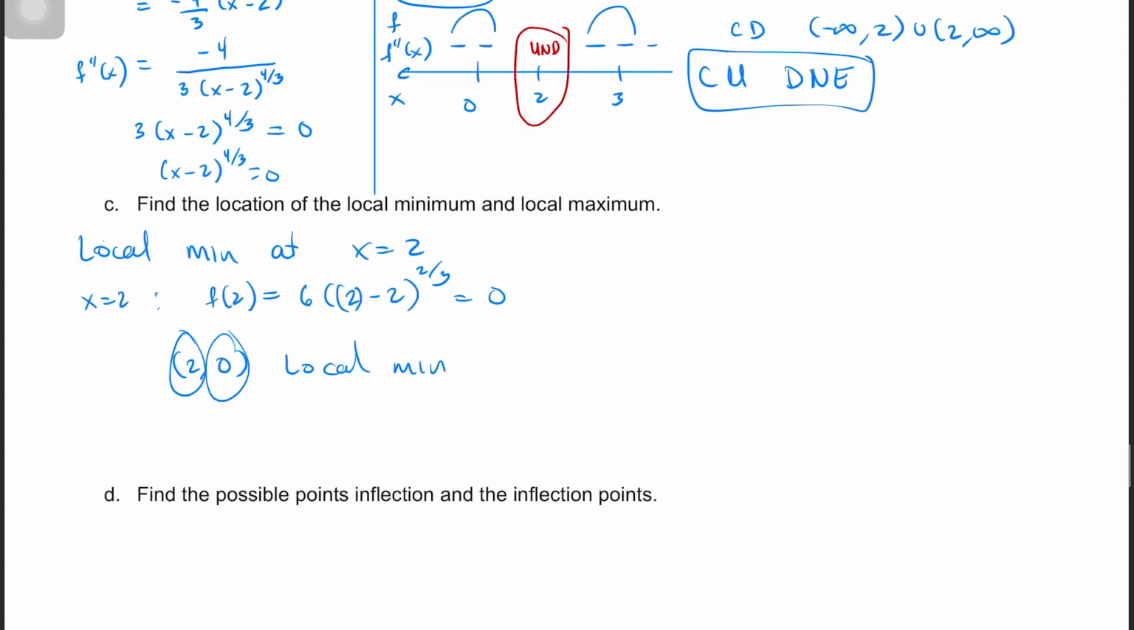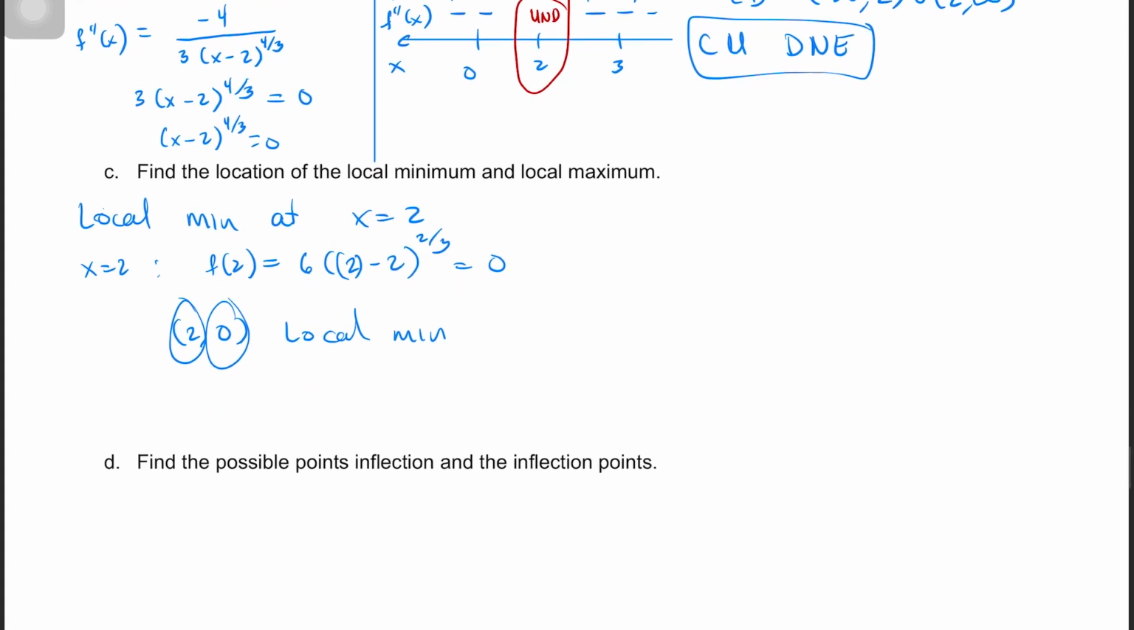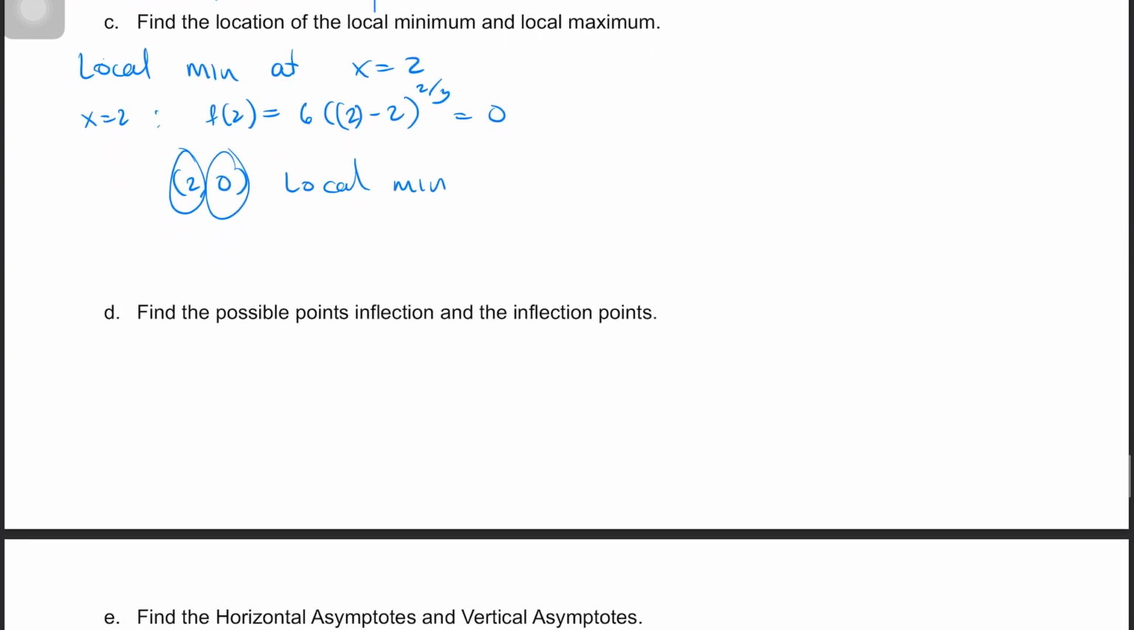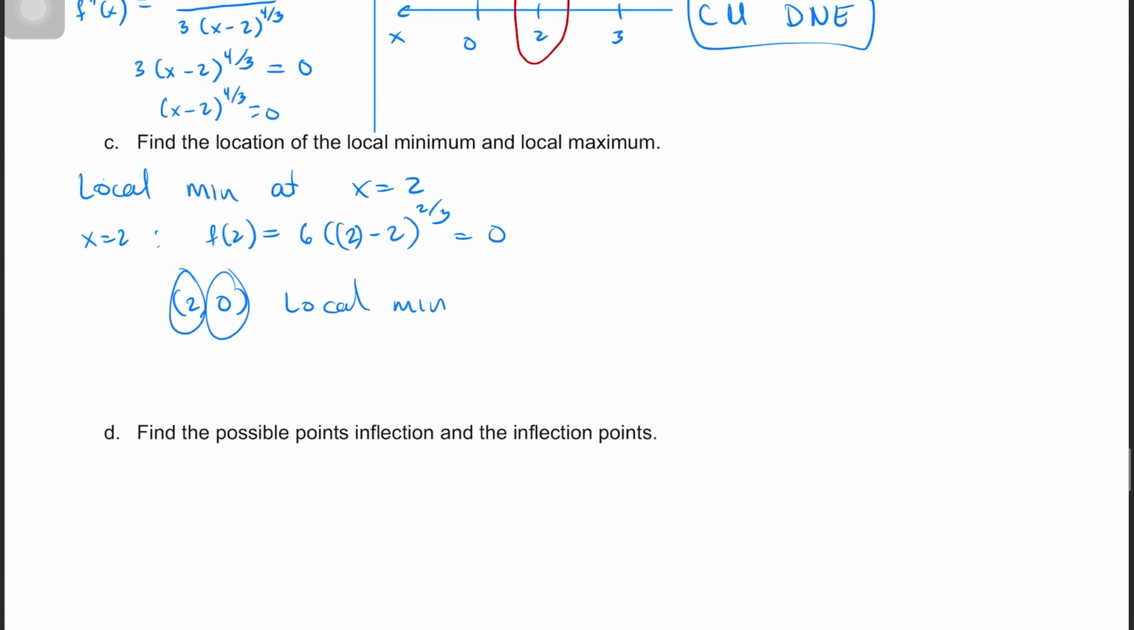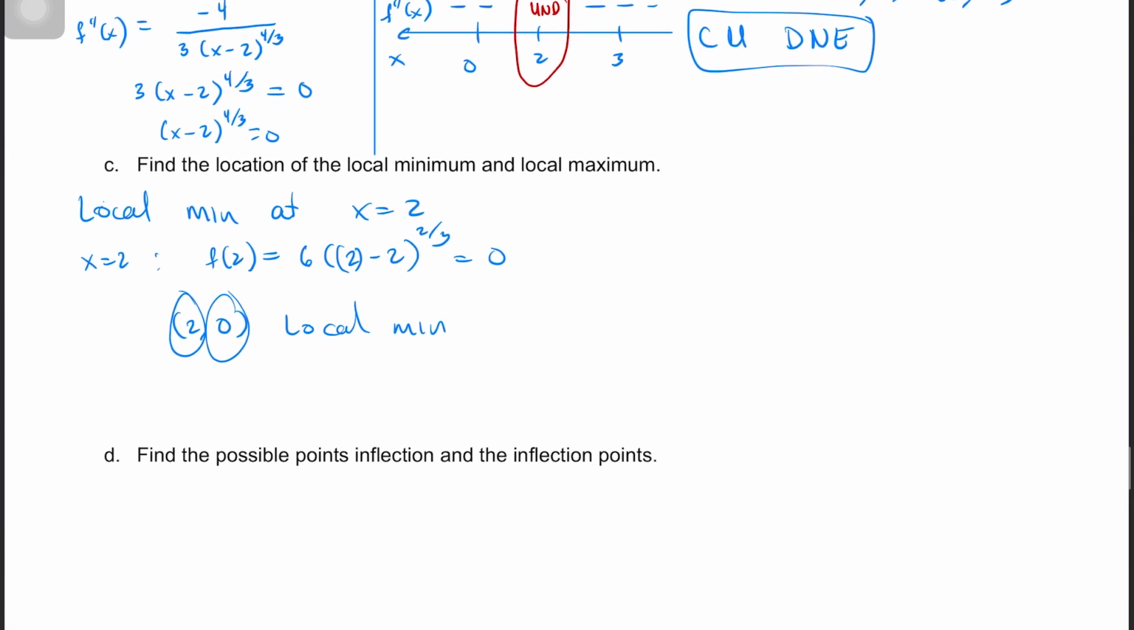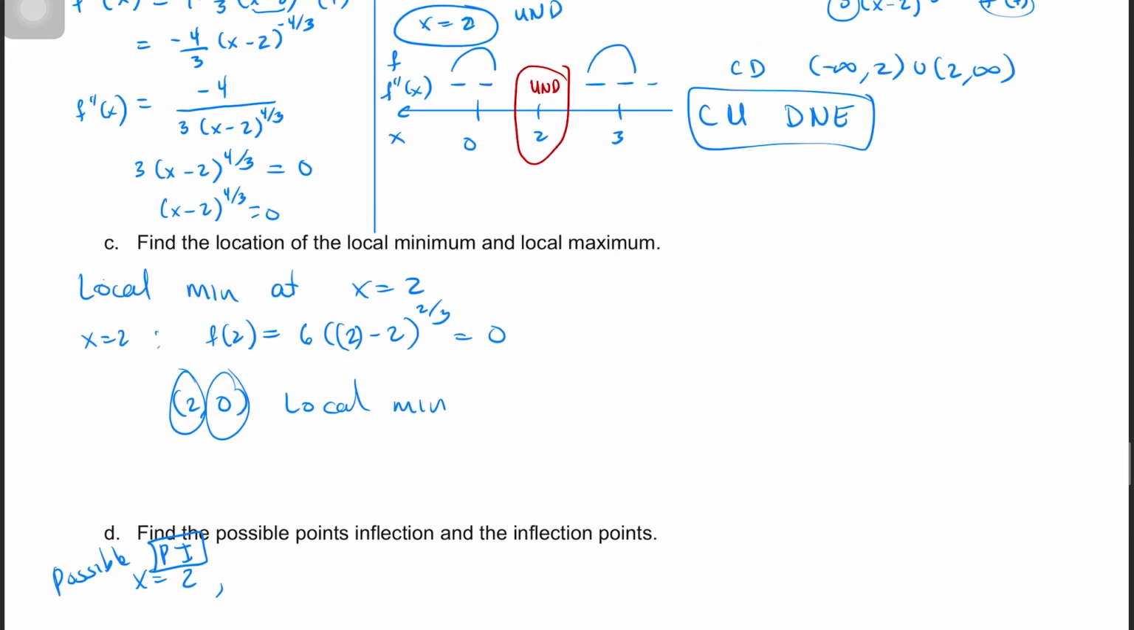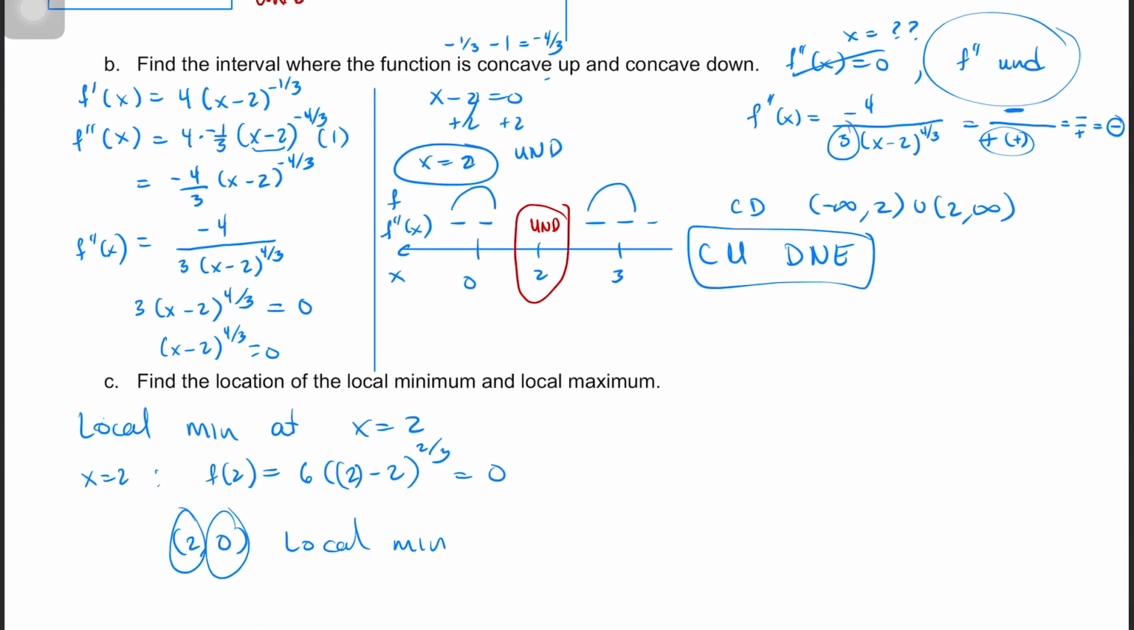All right. So that's that for that part, and then the next part is to find points of inflection, possible points of inflection and any inflection points. Well, we already found the possible points of inflection. That was only x equals 2. But is it? Actually, it's not, right?